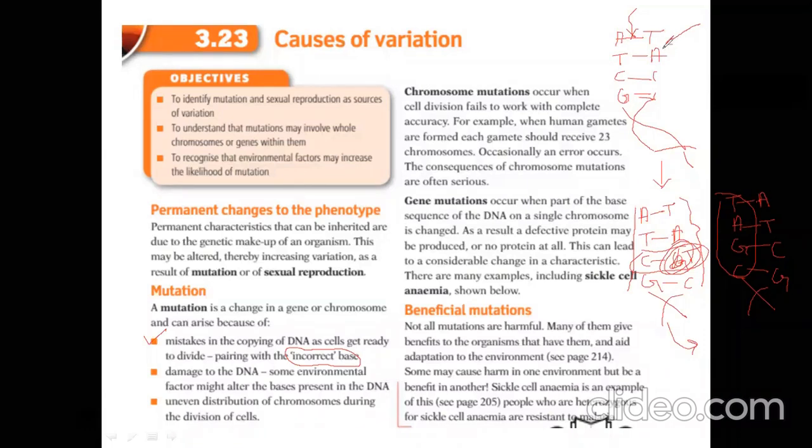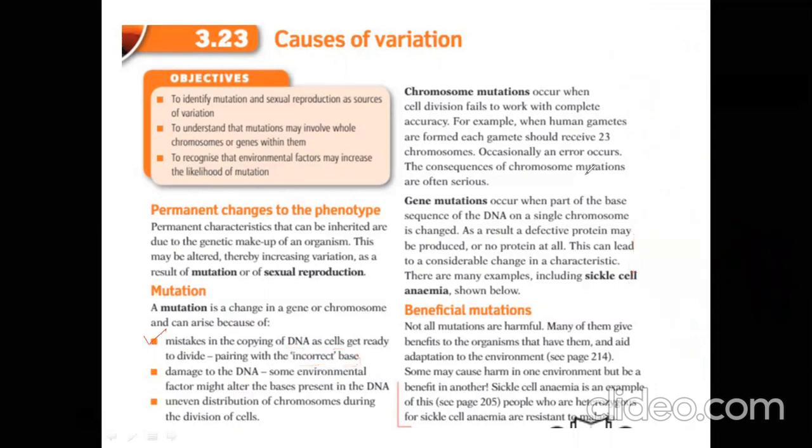What is the other way? Some environmental factors. We will discuss that also now in detail. And another reason for mutation is uneven distribution of chromosomes during cell division. Okay. Uneven distribution of chromosomes during cell division.